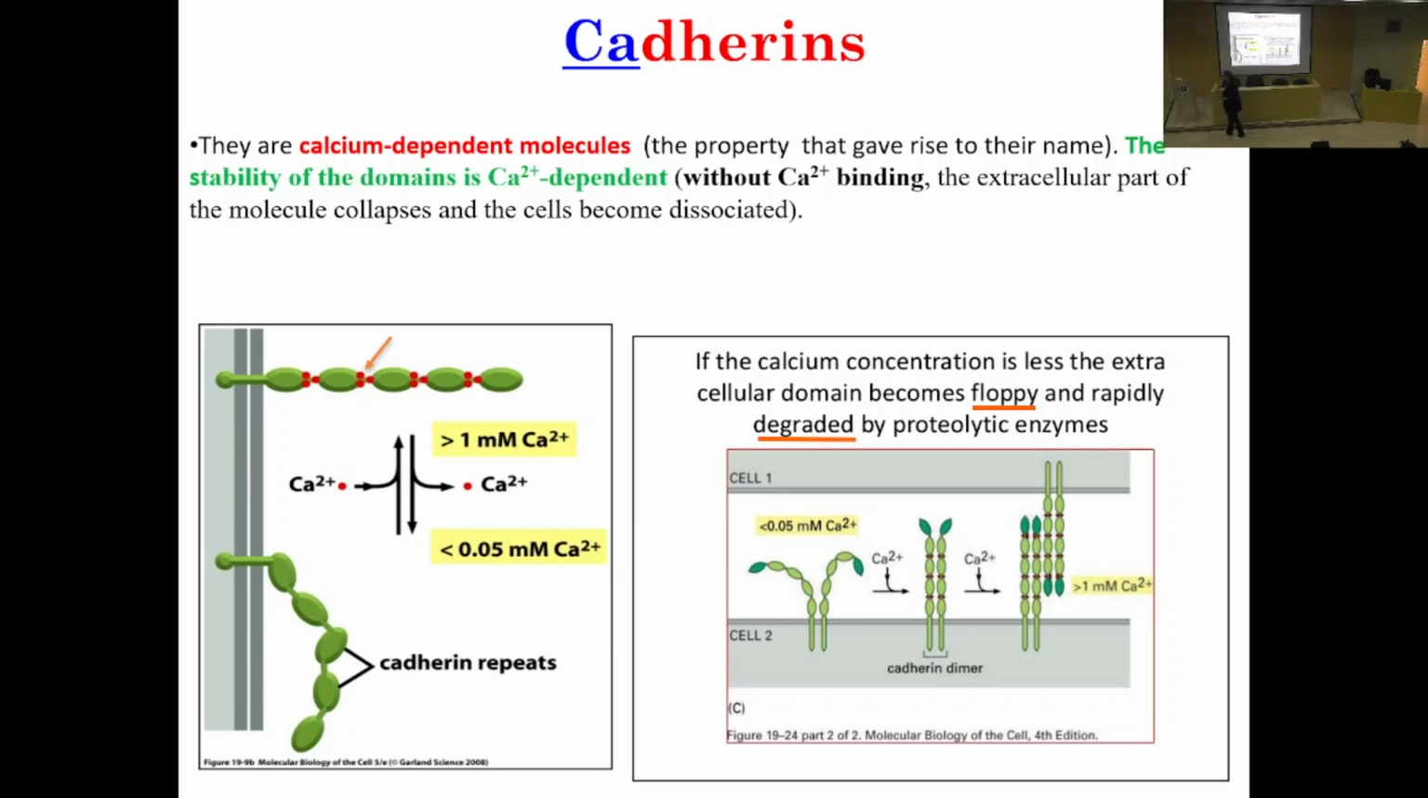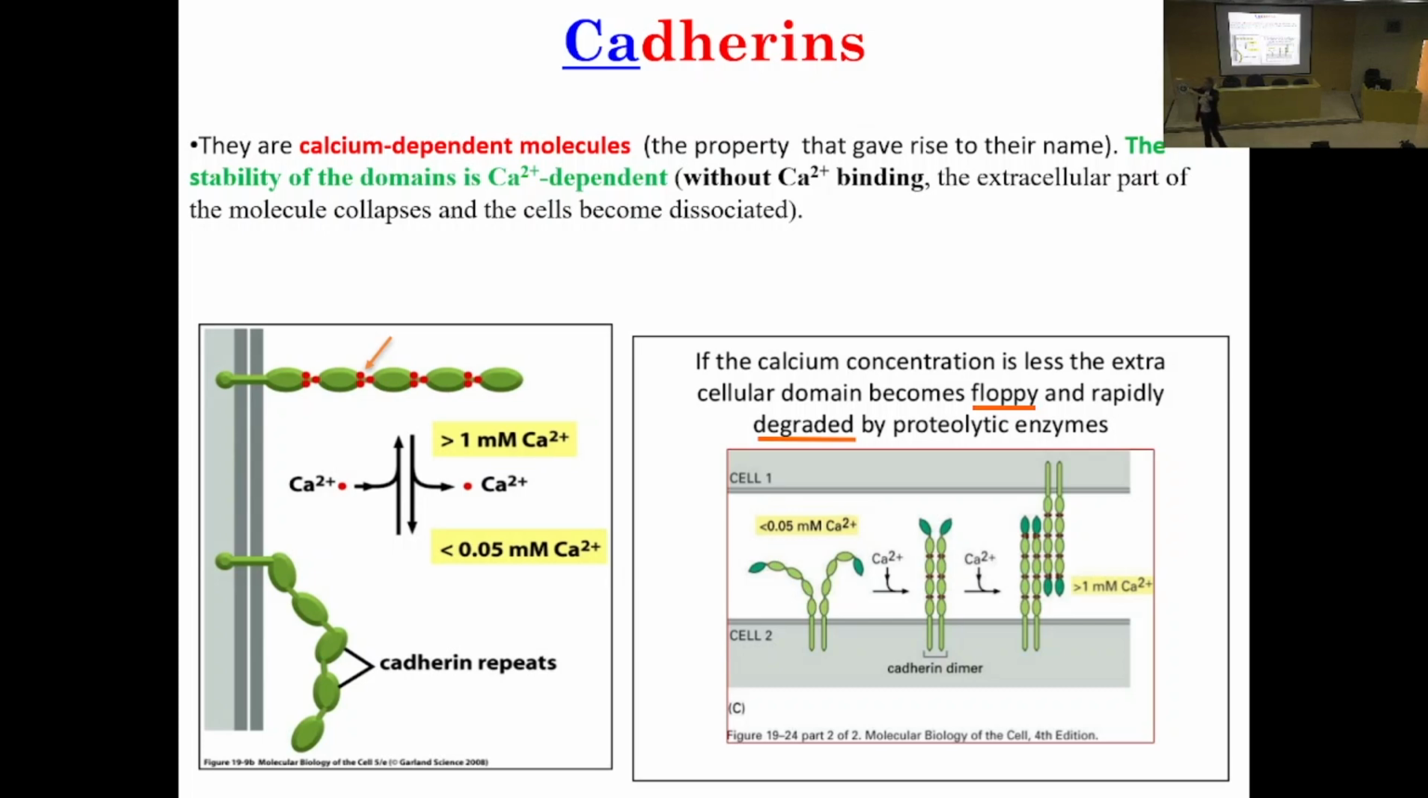So this calcium, as you can see here in the pictures, is located in between the extracellular domains. These are EC1, EC2, EC3, 4, and 5. Okay? So the calcium is linked to the extracellular domains, and this makes the extracellular domains stand still. They are rigid. So by being rigid, they can communicate between the cells.